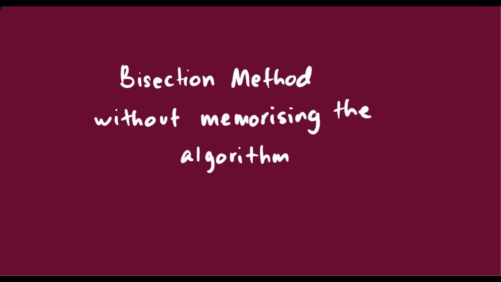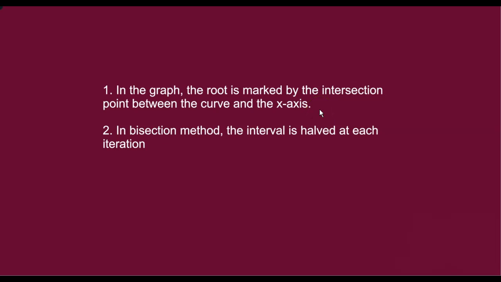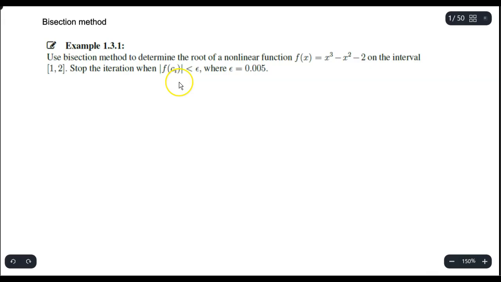In this video I'm going to show you how to find a root of a nonlinear equation by using the bisection method but without memorizing the algorithm. You need to recall two things. The first one, in the graph, the root is marked by the intersection point between the curve and the x-axis. And number two, in the bisection method, the interval is divided into half at each iteration.